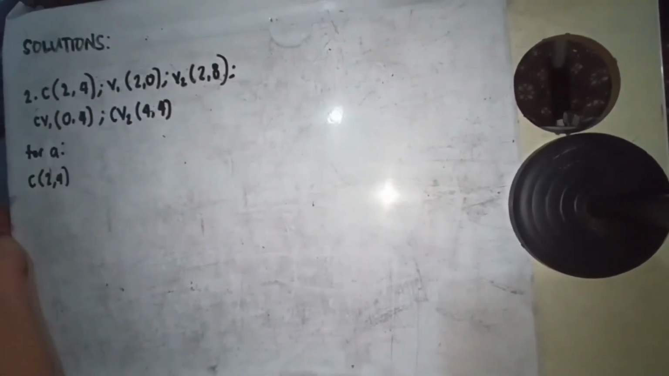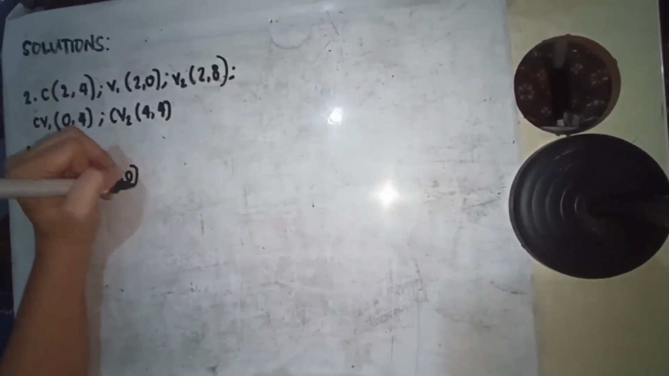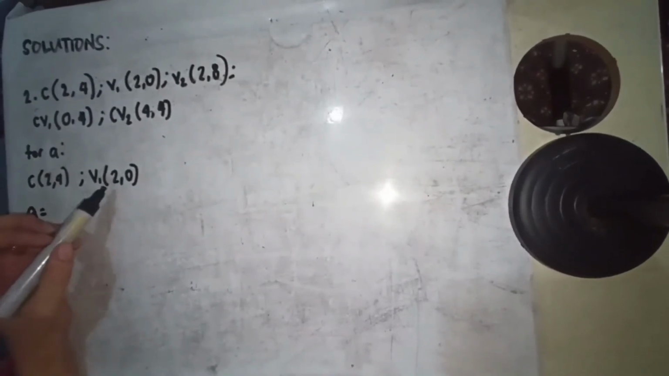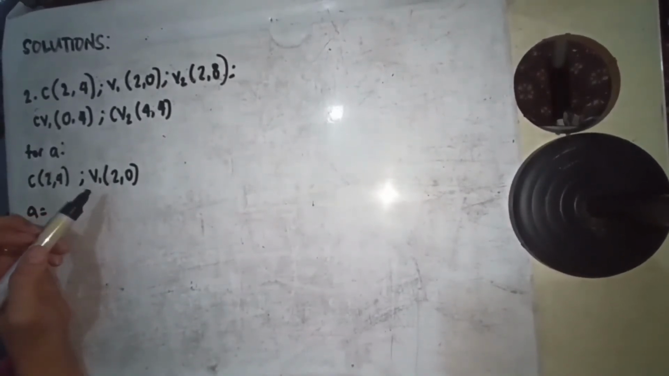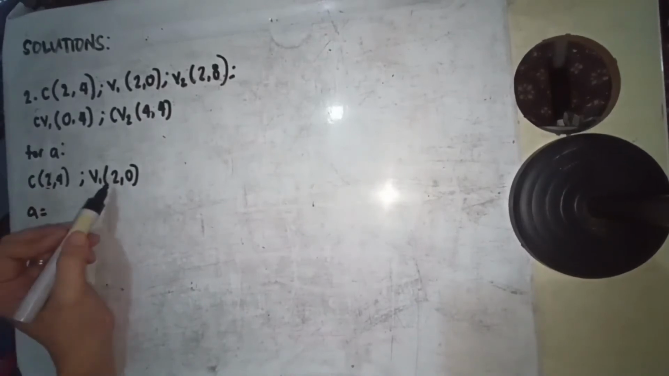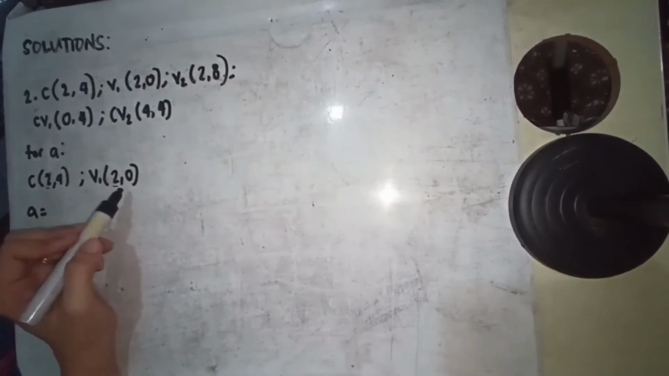So, any of the vertices, they will still give the same distance that we get. So, say for example, we use V sub 1 again. So, we have vertex 1 at 2 and 0. Again, in finding distance A, we look at the center and the vertex to see which coordinate values are not the same. In this case, the x value of the center and the x value of the vertex are the same, so what we subtract will be the y coordinates.